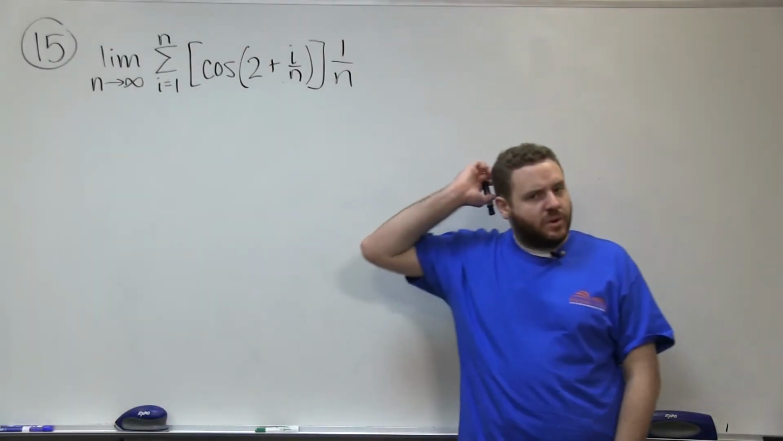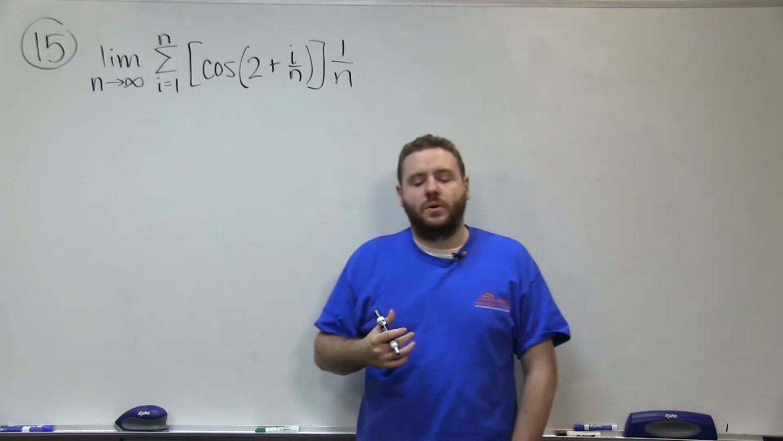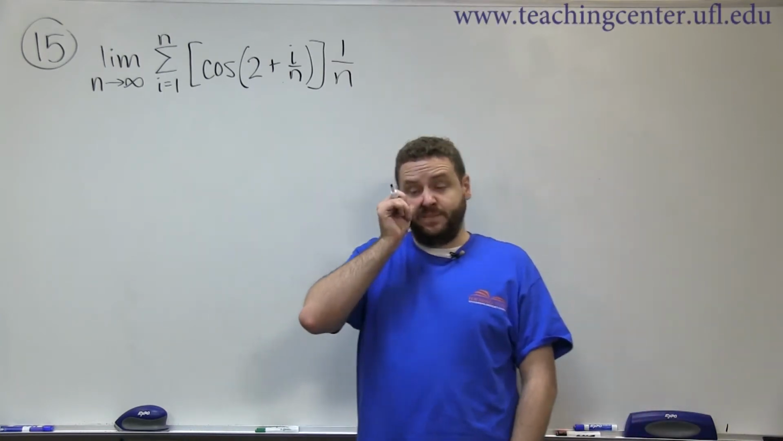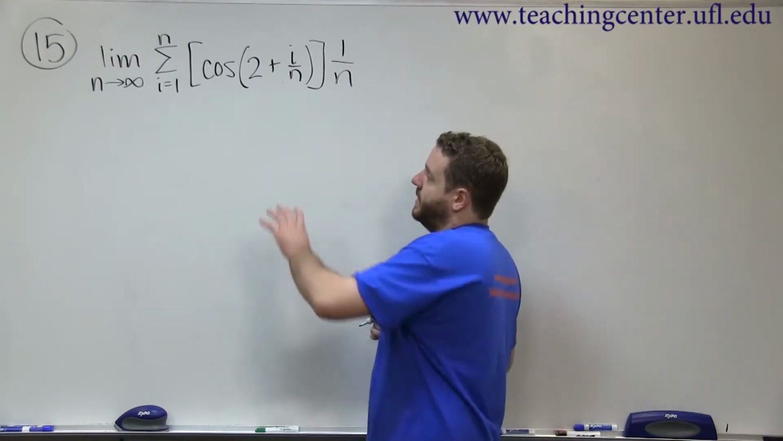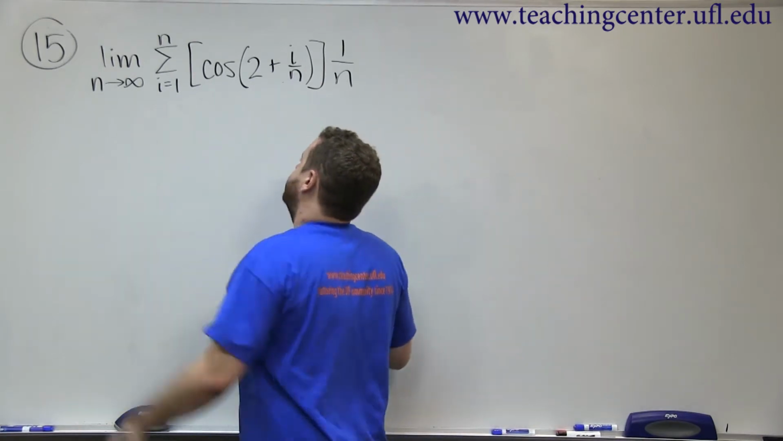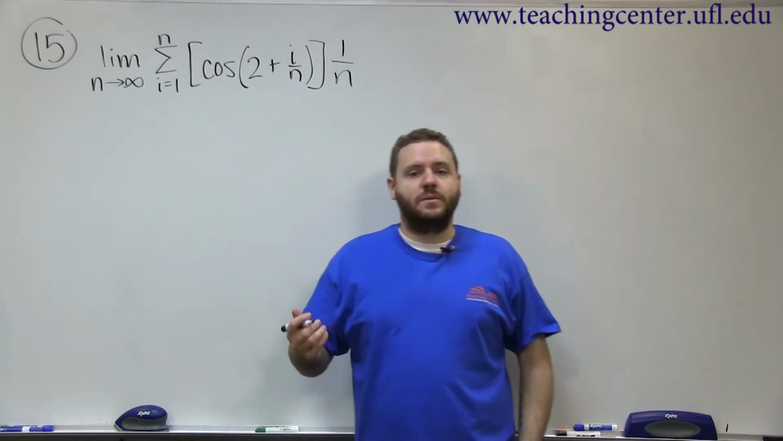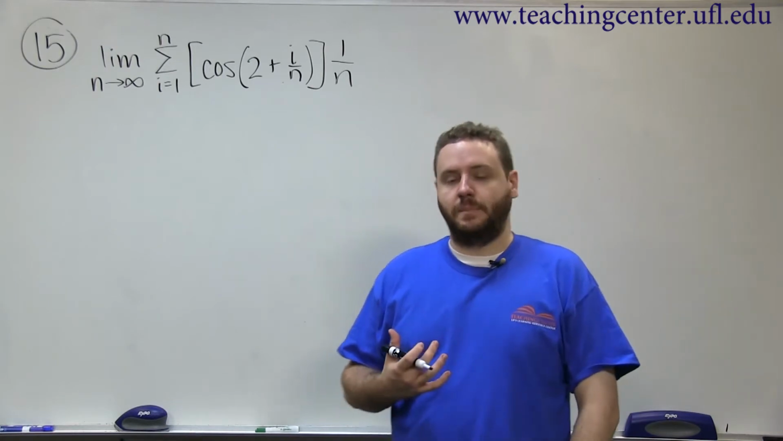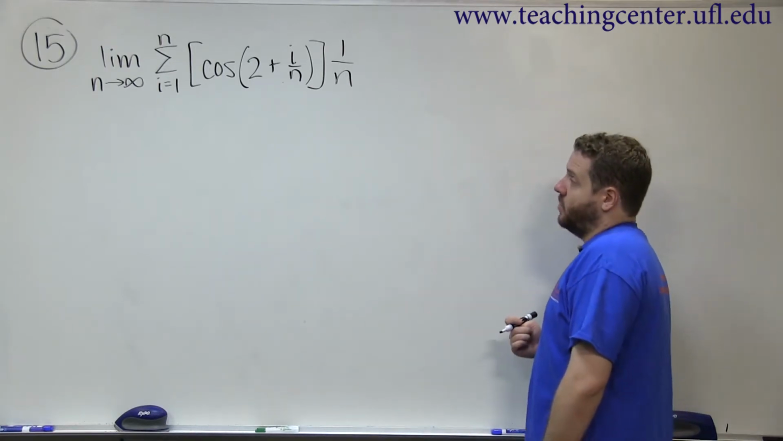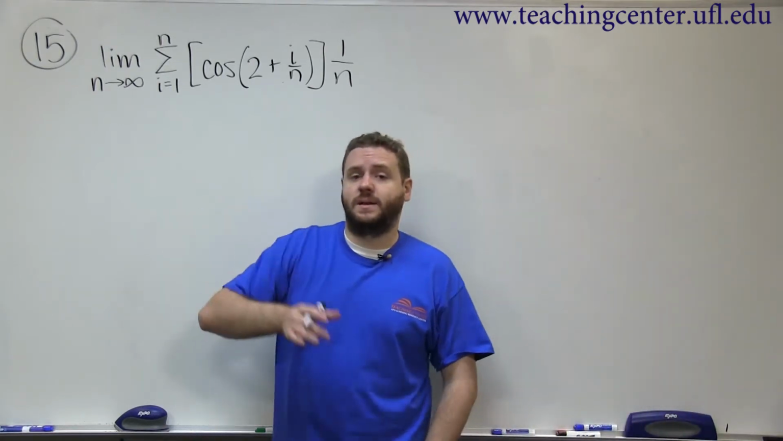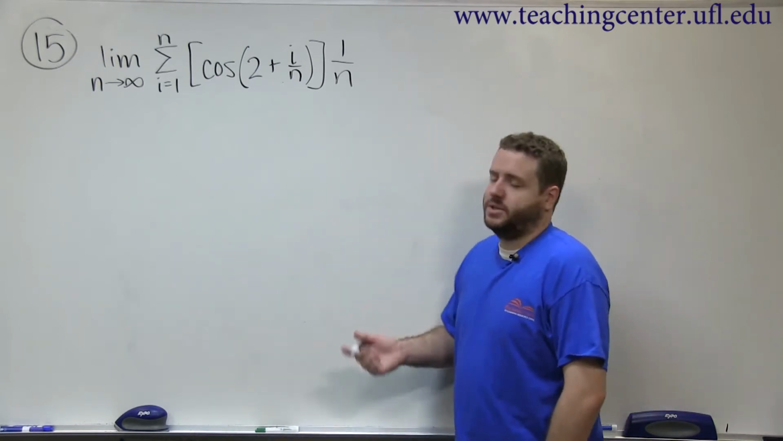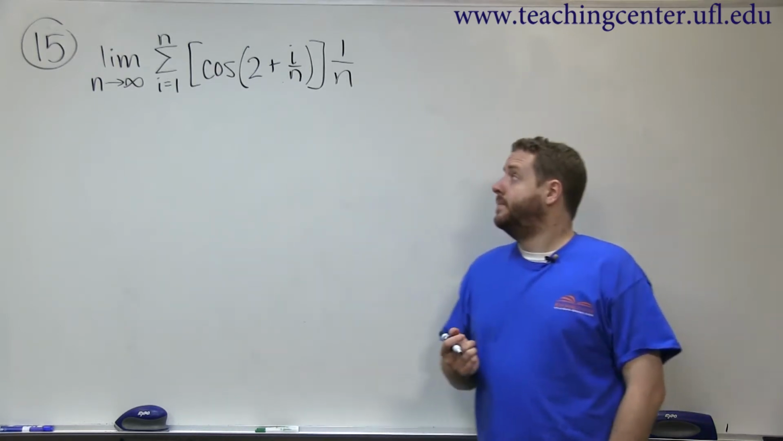In problem number 15, we're kind of doing the reverse of what we did in problem number 14. So in this case, we're given a Riemann sum already set up in infinite form that you could evaluate. And we're asked to put this back as a definite integral instead. And this will be much easier to solve that way, obviously.